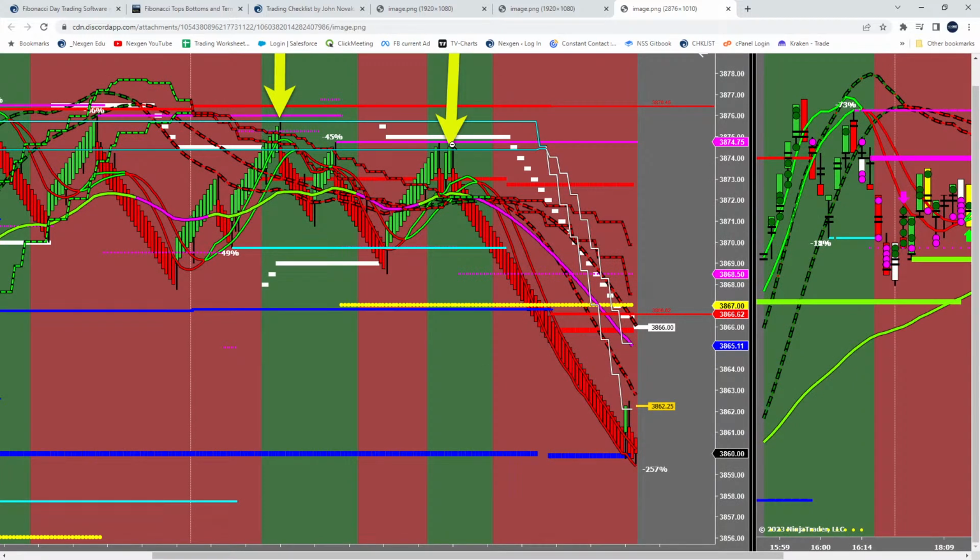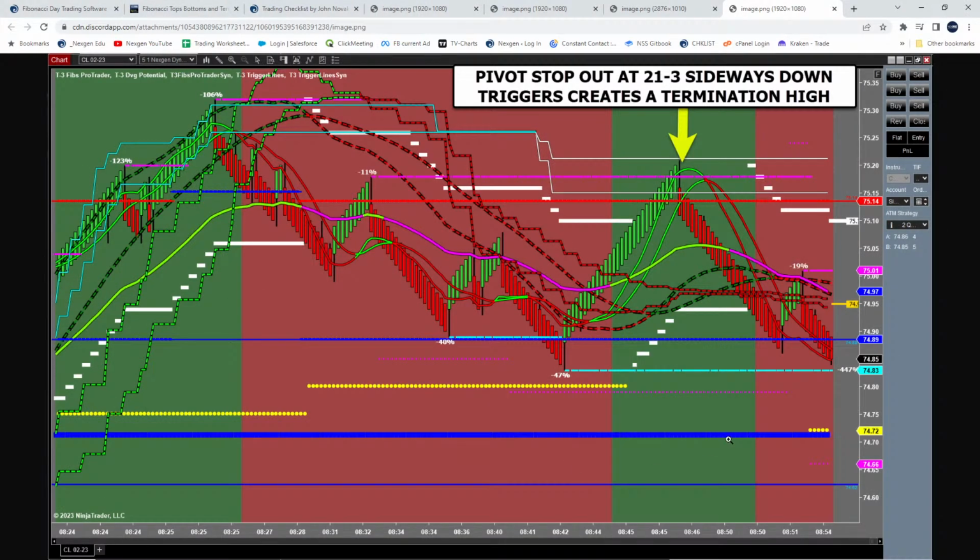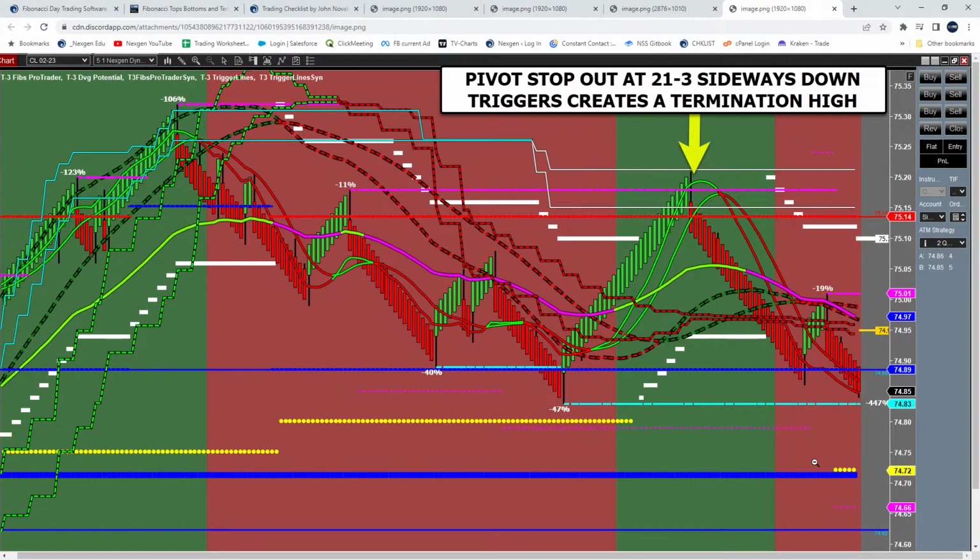You know, again, look, this one is not quite a pivot stop out. It's an equal high as the pink line, so it didn't technically stop it out by one tick, but close enough for government work. Here's another one that happened yesterday. Another example of a pivot stop out of a divergence high. See that? At the 21-3 triggers, which just so happen to terminate the trend or the retracement.